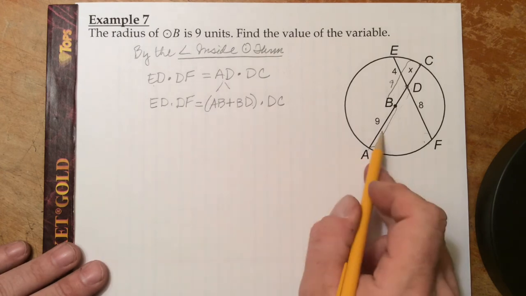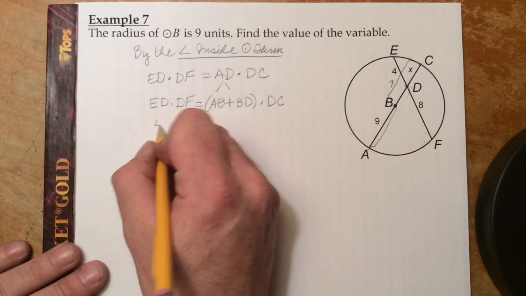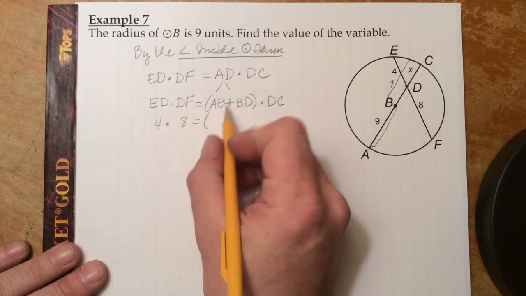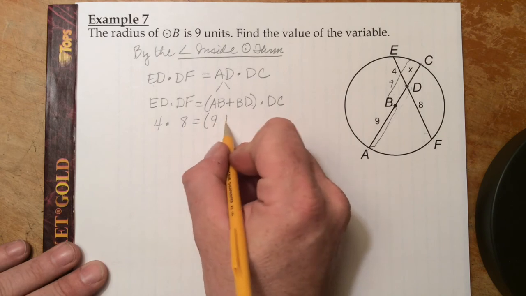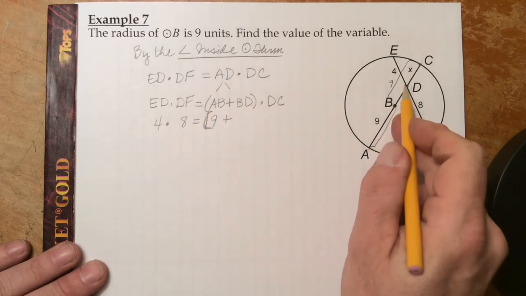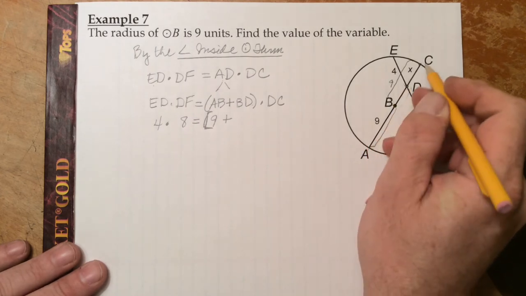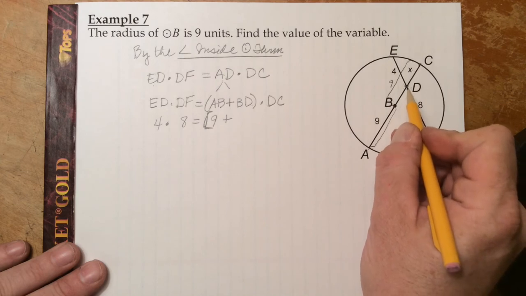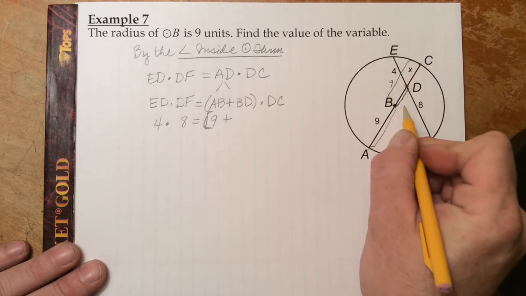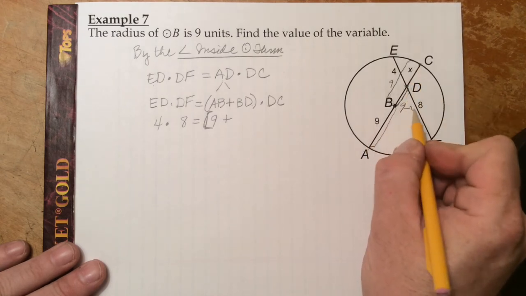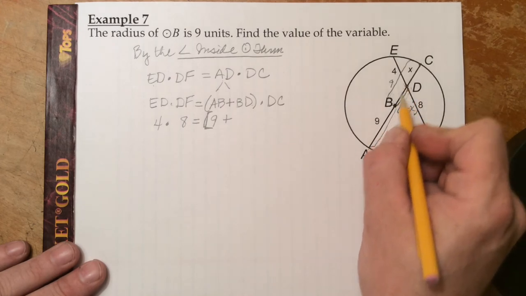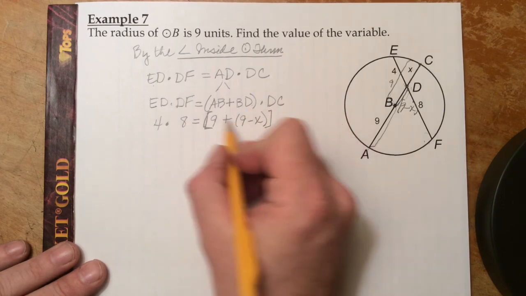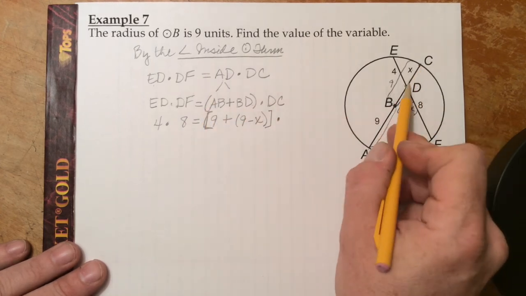Now that we have this split apart, let's go ahead and substitute in what we know. ED is 4 times DF, which is 8, equals AB, which is 9, the radius, plus BD. To figure out what BD is, notice that the radius 9 is from B to C, and from D to C is X. So if we want to find this length right here, it would be the whole thing, 9, minus this part right here, X. So 9 minus X is the length of BD. Close off that bracket for this, times DC, which is X.